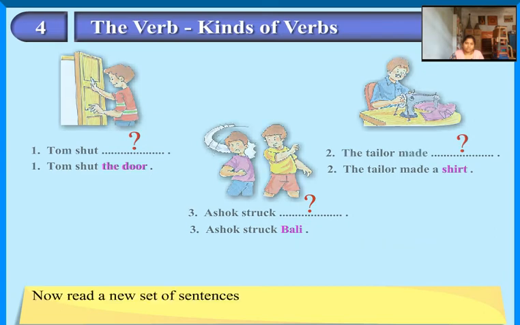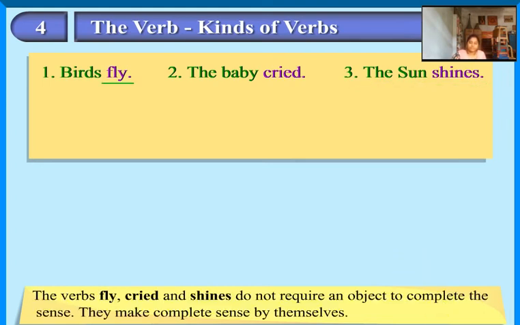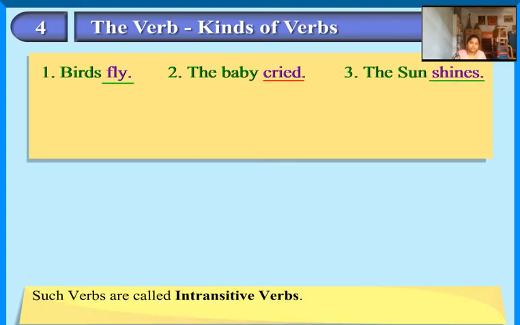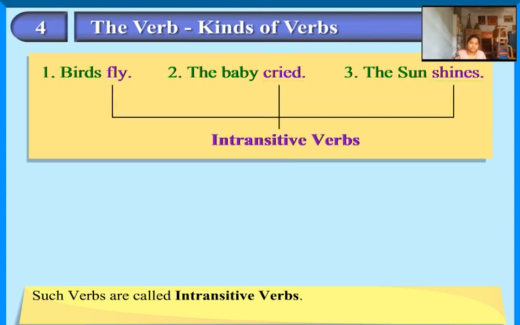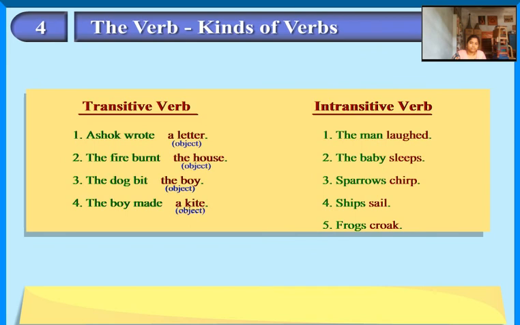Now read a new set of sentences. Birds fly. The baby cried. The sun shines. The verbs fly, cried, and shines do not require an object to complete the sense. They make complete sense by themselves. Such verbs are called intransitive verbs. Note: a verb that does not require an object but makes good sense by itself is called an intransitive verb. Read aloud some more examples.